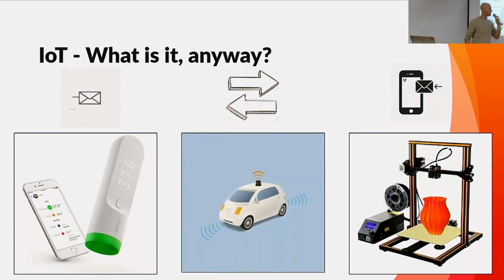And finally, obviously, we have IoT devices that can actually perform both of these actions. So, analyzing their surroundings, and send this data through the internet, and also receive data from the internet and act on purpose. For instance, in this case, as you can already see, a self-driving car.